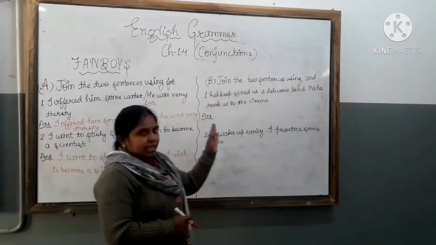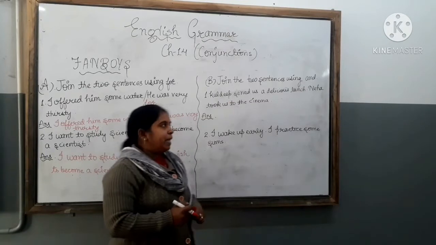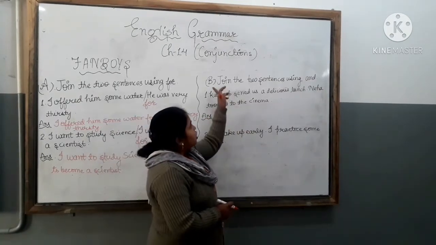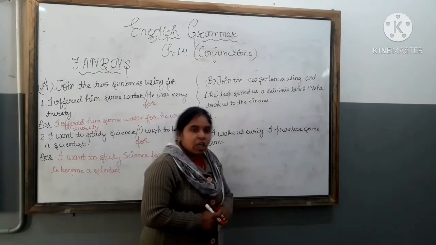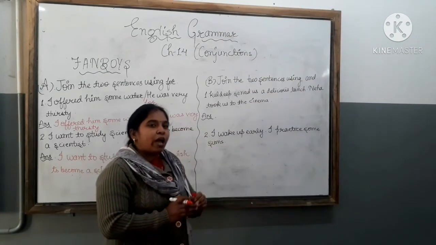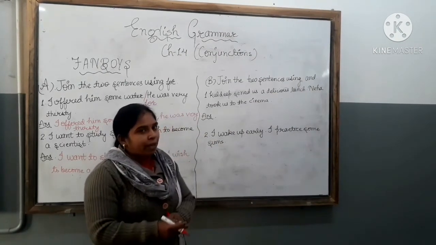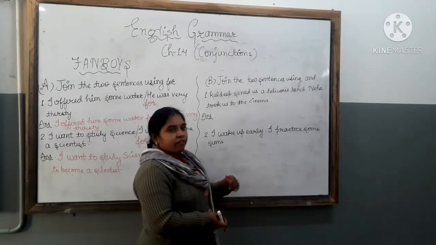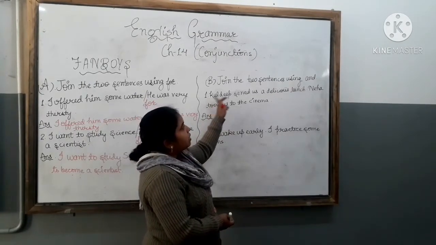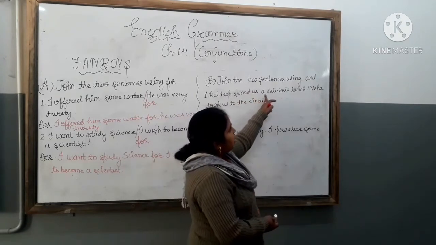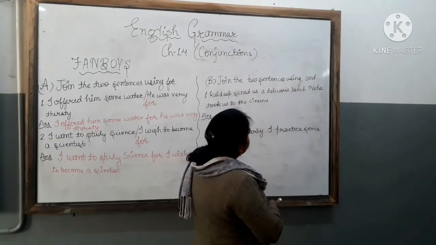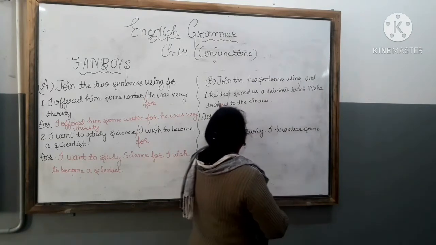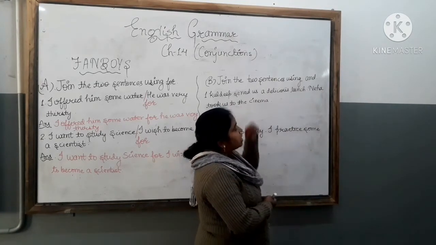Now next exercise, that is exercise number B. What is the question? Join the two sentences using and conjunction. Now here in these sentences you have to add and conjunction to make one sentence. So the first one is Kuldeep served us a delicious lunch. And we have one more sentence in the same one. Neha took us to the cinema.